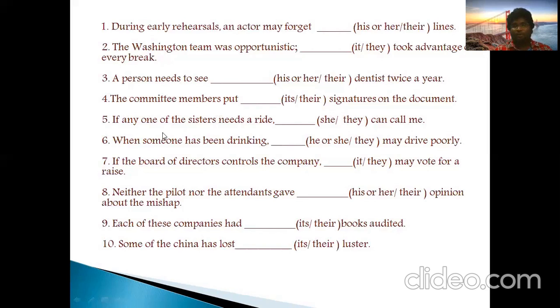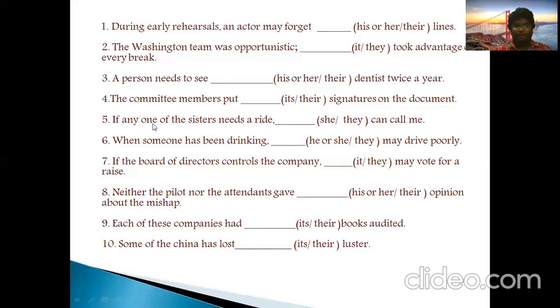Next one: if any one of the sisters needs a ride, dash can call me. So now we're going to pick up. Let's see. If any one of the sisters needs a ride, they can call me. Are you going to say, if any one of the sisters needs a ride, she can call me? So we cannot go for they. Any one of the sisters. Do not consider that sisters is plural.